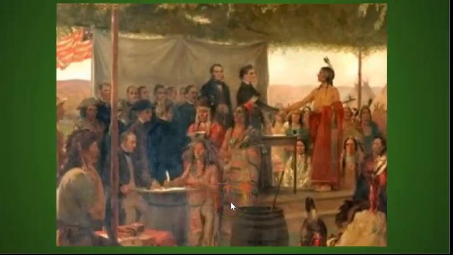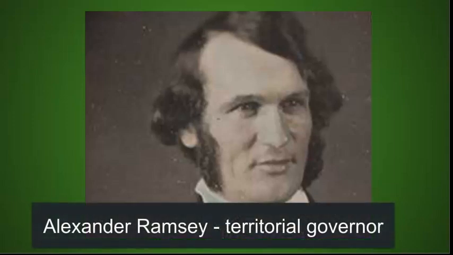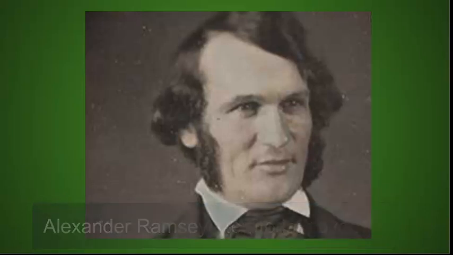Okay, so let's go to the next slide. Here is the important territorial governor of Minnesota. He's the first territorial governor. His name is Alexander Ramsey. He is also a Whig politician. He had supported presidential candidate Zachary Taylor, and as a reward, he was made the territorial governor of Minnesota. He's going to serve in that position from 1849 to 1853.